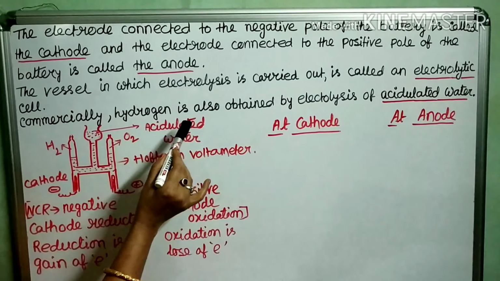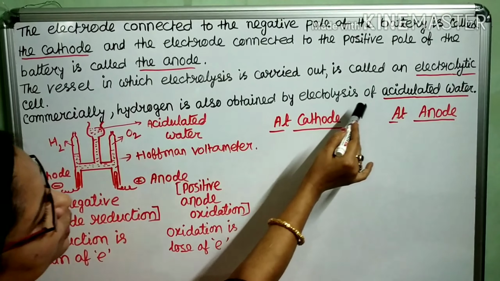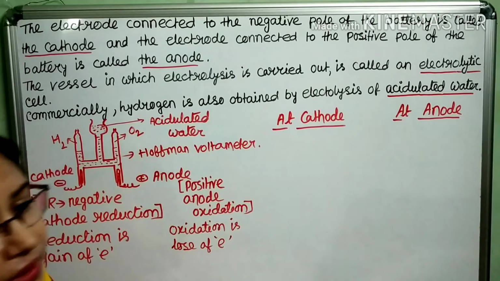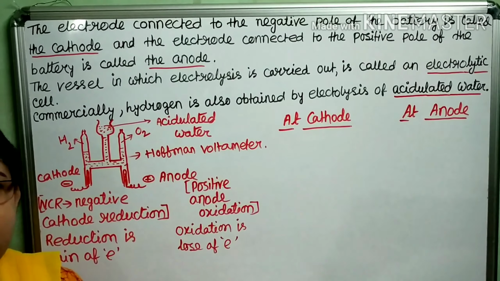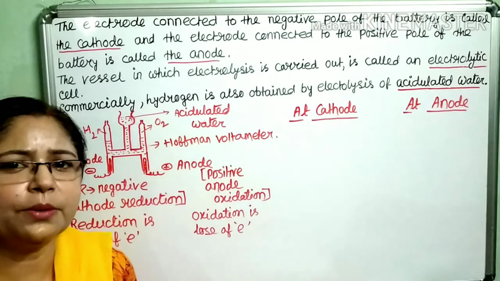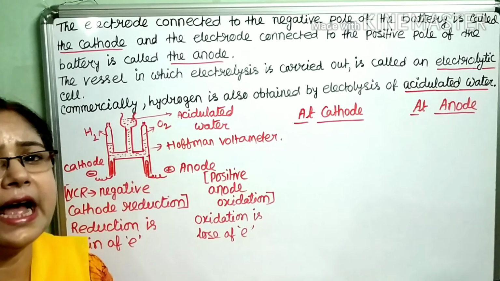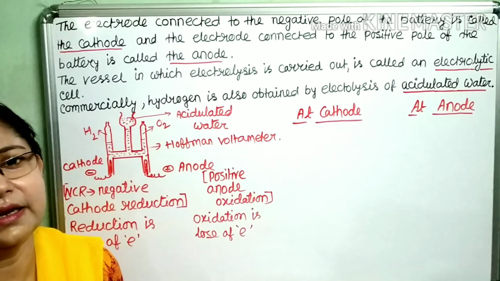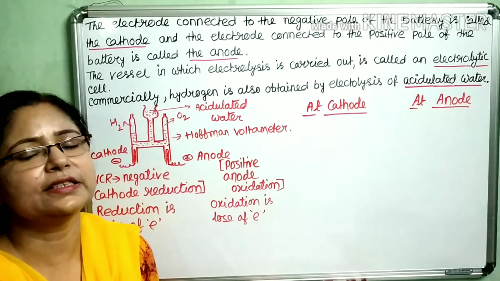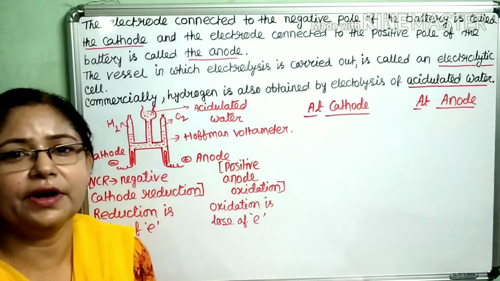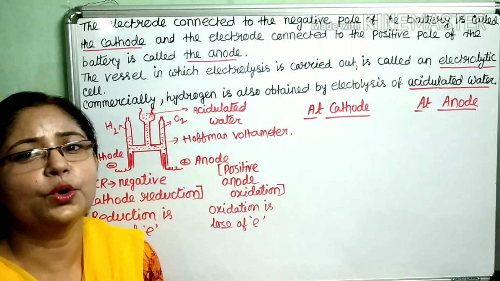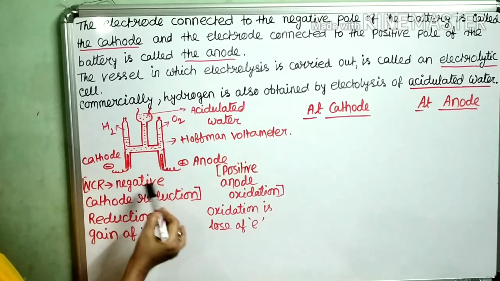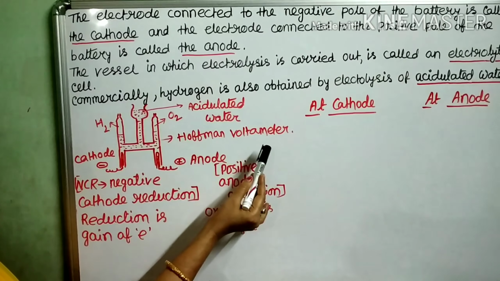Commercially, hydrogen is also obtained by electrolysis of acidified water. Why is acid mixed with water? As water is a poor conductor of electricity, a few drops of dilute sulfuric acid are added to the water. Only dilute sulfuric acid is added; HNO3 and HCl are not added for acidified water, as these are volatile and H2SO4 is a non-volatile acid. And see the cell, this is known as the Hofmann voltameter.